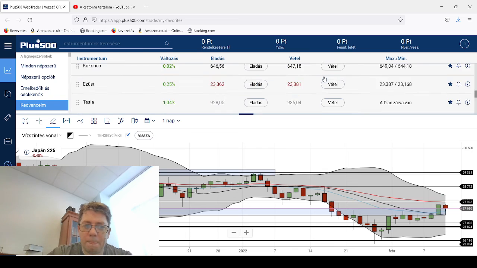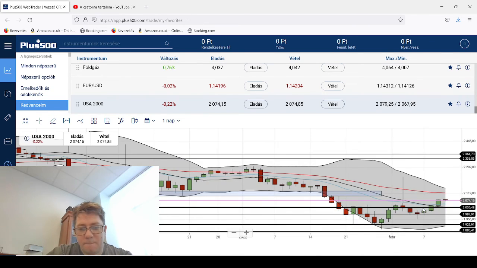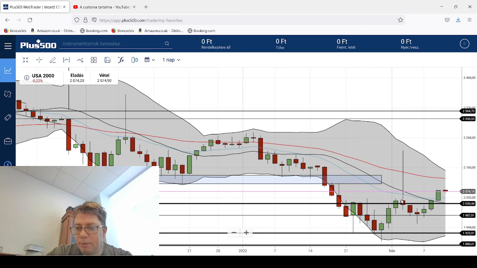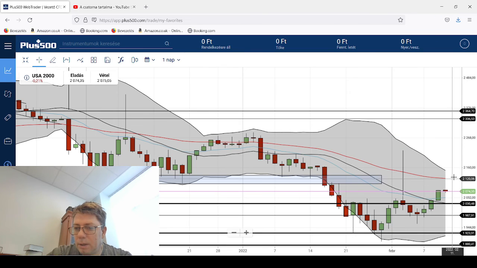So let's go over to Russell. Daily chart on Russell. We've got this W pattern. We are above the neckline, so I'm waiting for my price target to be hit at around 2,222. So right now we are on our way to the 50-day EMA, 2,120. Once we are above there, then this is going to be my price target.